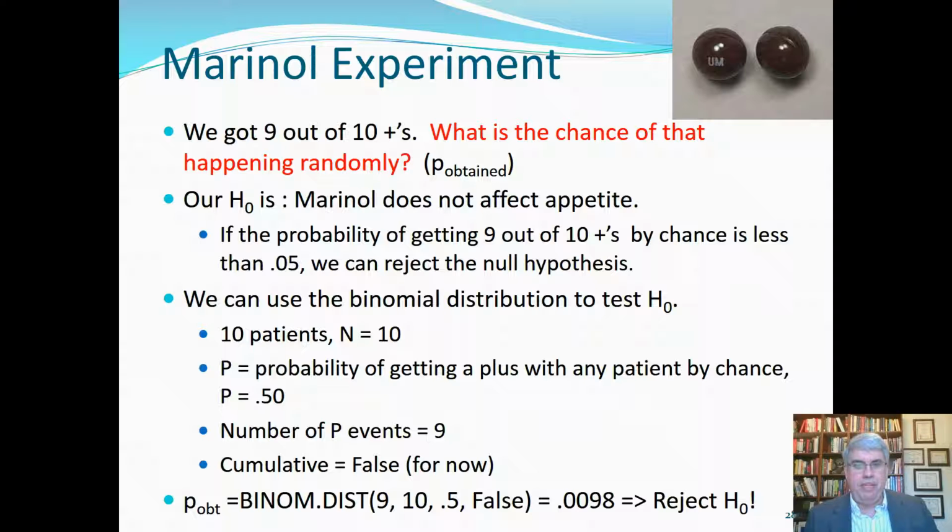And is it going to be cumulative? No, we're just going to look at 9 for right now. Later, we're going to look at more than just this. But we type this into our binomial distribution equation in Excel, and we find that P obtained is the binomial distribution for 9 P events, n equals 10, p equals 0.5, not cumulative. It's 0.0098, so we can reject the null hypothesis. This is too freaky. It didn't happen by chance.